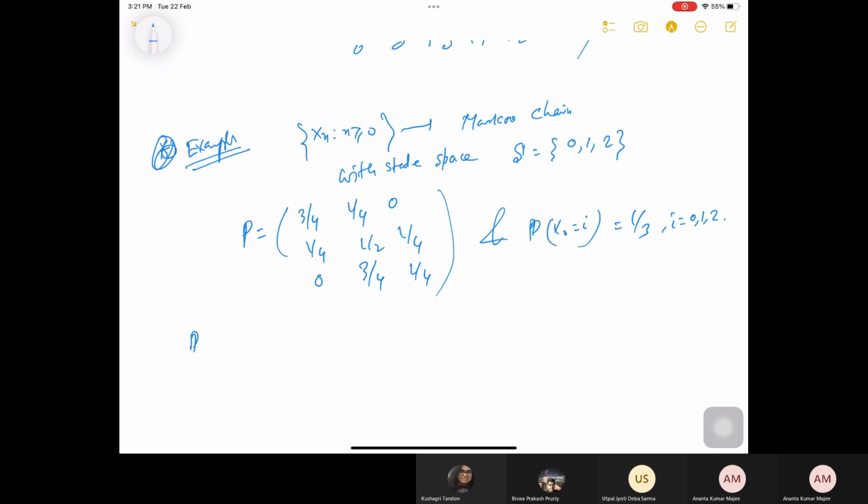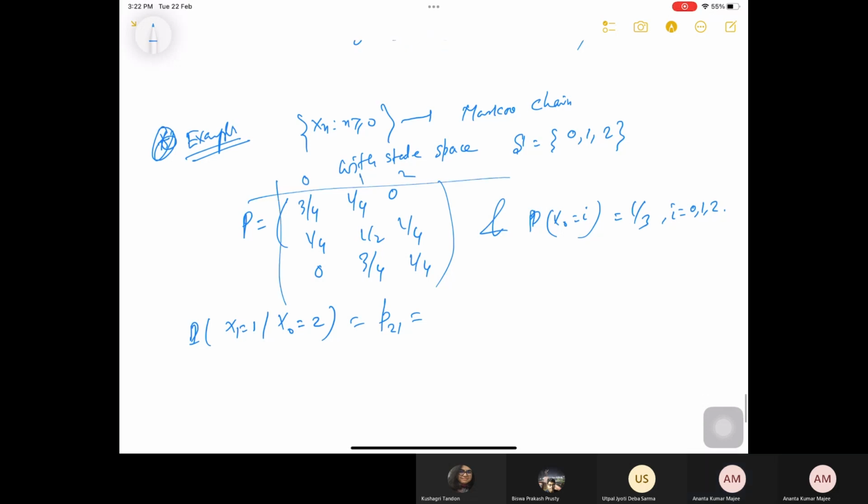In particular, if I try to find the probability of X1 equal to 1 given X0 equal to 2, what is this? It is in one step, so this is nothing but P21. Now P21, I am reading from the matrix, with rows and columns 0, 1, 2. So P21 is 3/4.